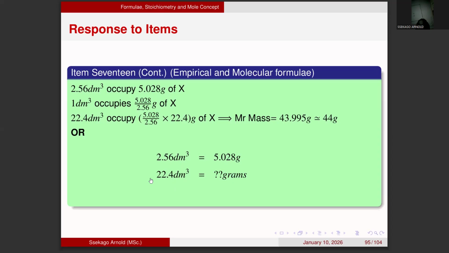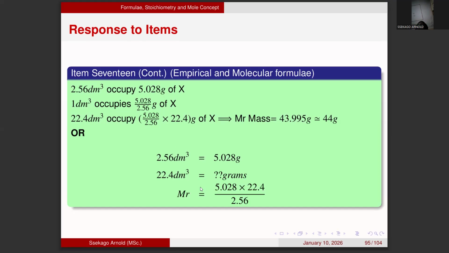Then you will cross multiply. We shall have 22.4 times 5.028. We multiply these two, then divide by 2.56. We have seen already such conversions. So molecular mass will be 5.028 times 22.4 over 2.56, and this is equal to 44 grams. Now this is my molecular mass. Then I take it back.